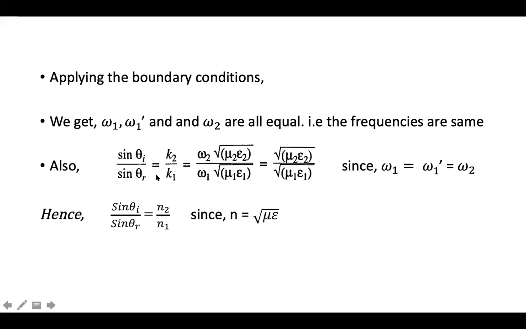Also, what are we getting? Sin theta I by sin theta R, if I am going to calculate, I can take it as K2 by K1, which is equal to this much. Or I can take it like this. Why? Because all three frequencies are the same. So omega 2 and omega 1 are the same, and I am left with mu 2 epsilon 2 by mu 1 epsilon 1. Hence, I get sin theta I by sin theta R equal to N2 by N1, as N is equal to under root mu epsilon. So this is the relationship between permittivity, permeability, and the refractive index. From that, we are getting this equation.